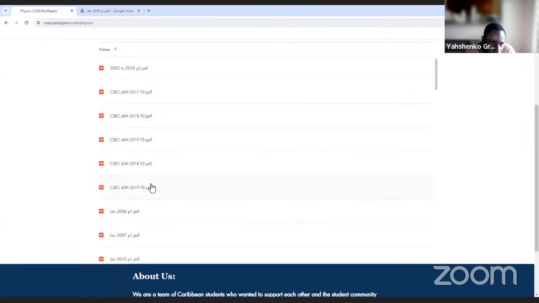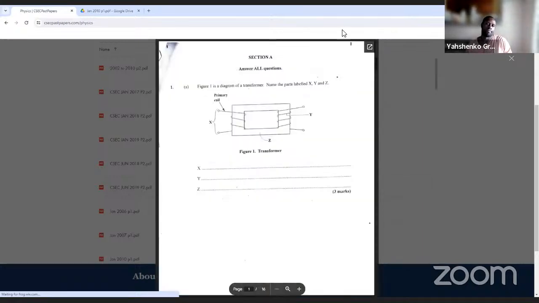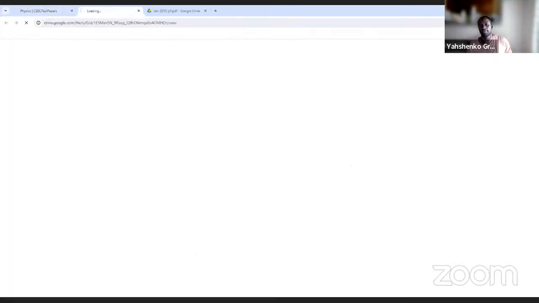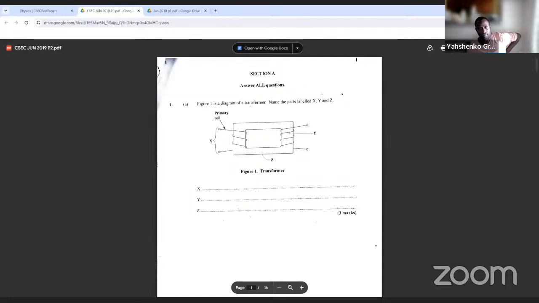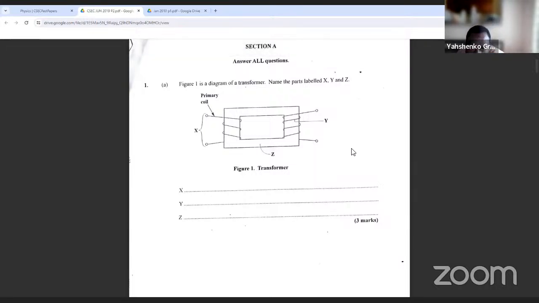All right, so we're going to go with June of 2019 and see how many of these questions we can take a look at. All right, so here we go now. Figure 1 is a diagram of a transformer. Name the parts labeled X, Y, and Z.